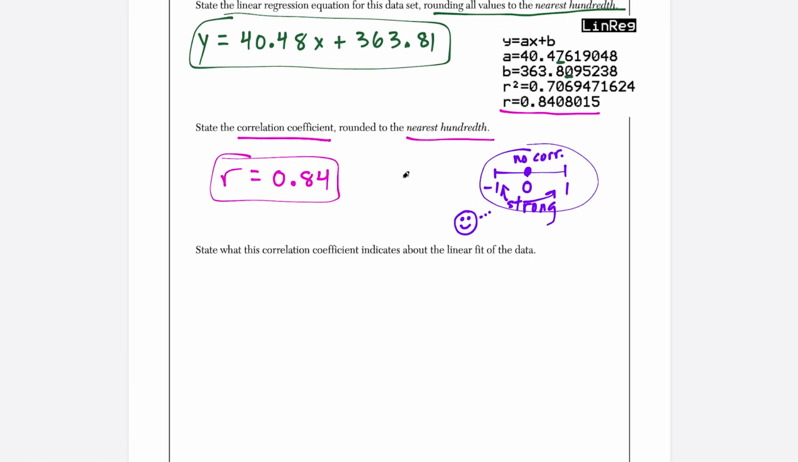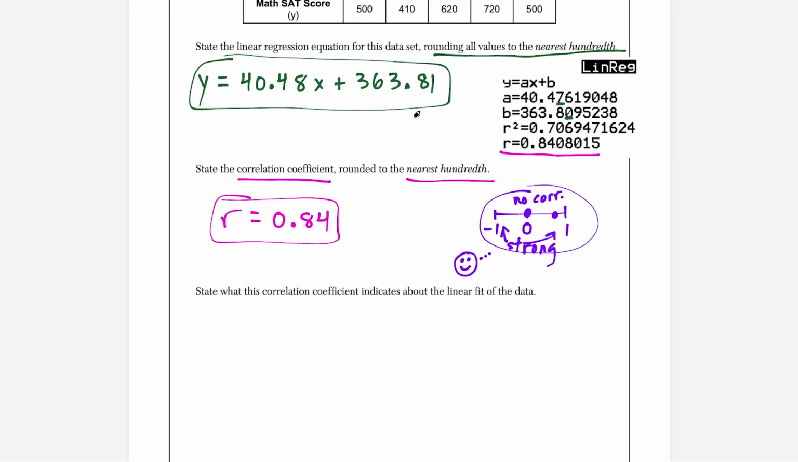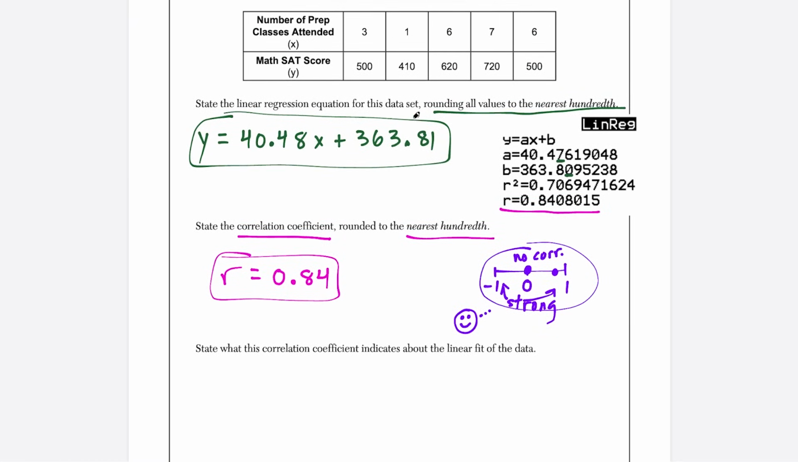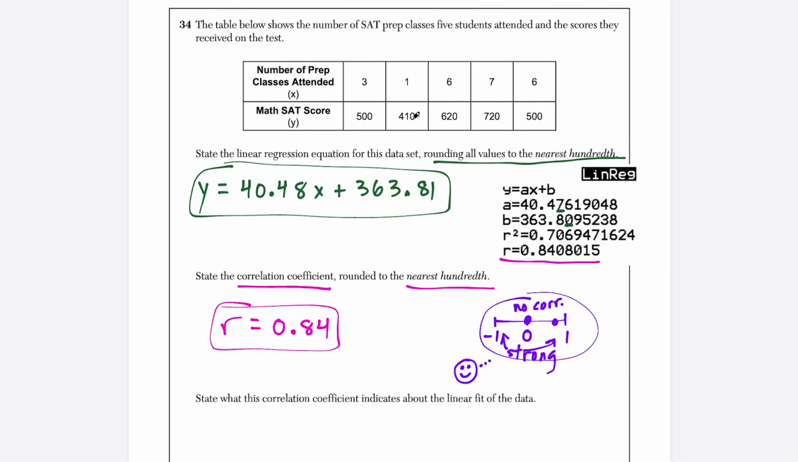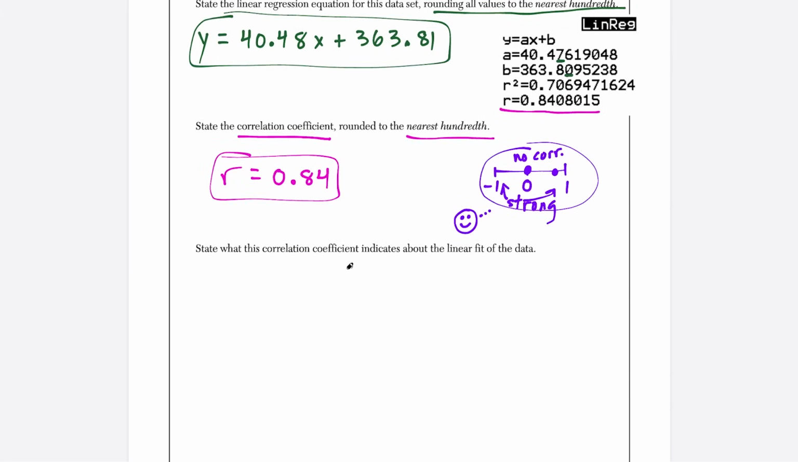is. So looking at this, 0.84 is pretty close to 1. Okay, that's closer to 1 than it is to 0. So we would say that this is a strong correlation. And then to be extra precise here, we could just go back to what the units represent in the context of the question. And there is a strong positive correlation between the number of prep classes attended and the student's math SAT score.